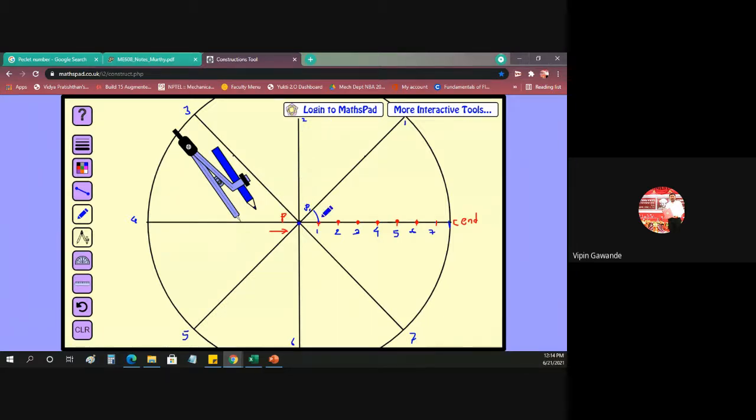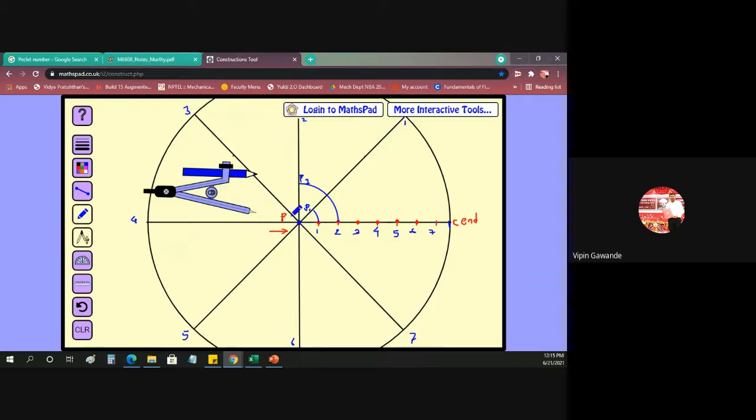How many divisions will it move? It will move 2 divisions. So you have to take 2 divisions in the compass, and then mark it. You have to cut the P2 line. So this is our second point, that is our P2 point. That means when it comes to the second position, it will move 2 divisions.